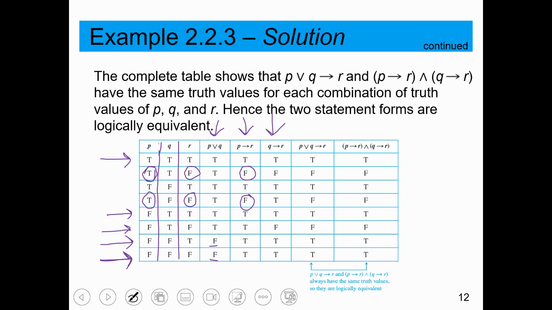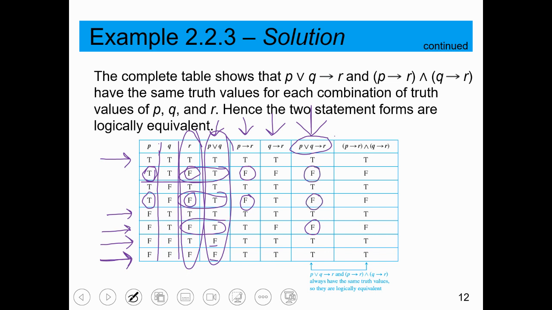All right, so in this column here, it says P or Q implies R. So we're looking at the P or Q column, and we're looking at the R column. Again, the only time that statement is going to be false is if P or Q is true and R is false. Okay, that happens here and here and here. And so those are the places where P or Q implies R is false.